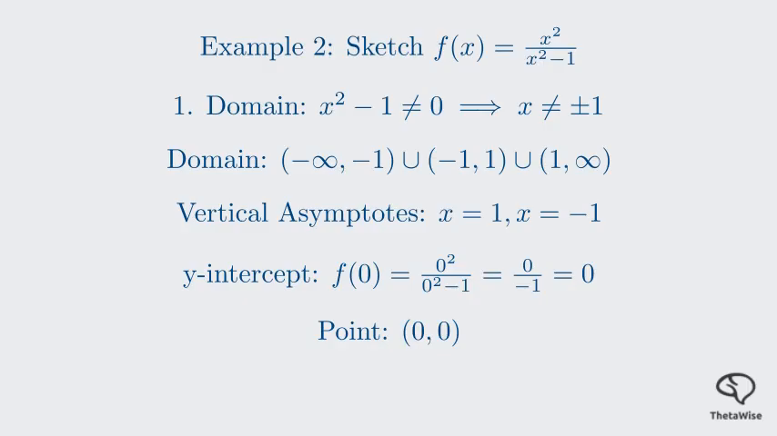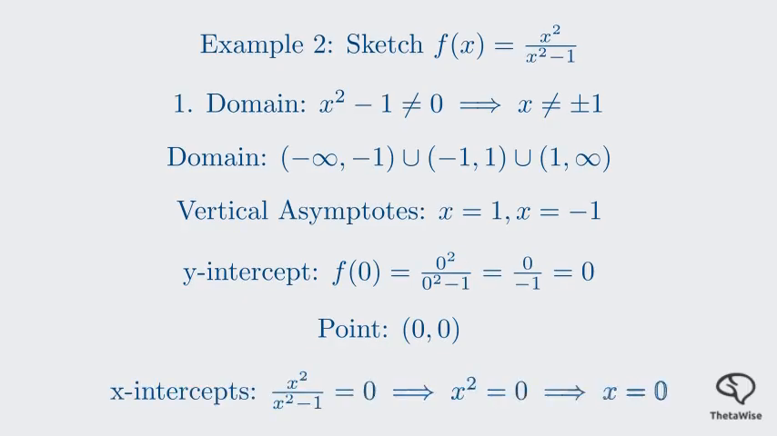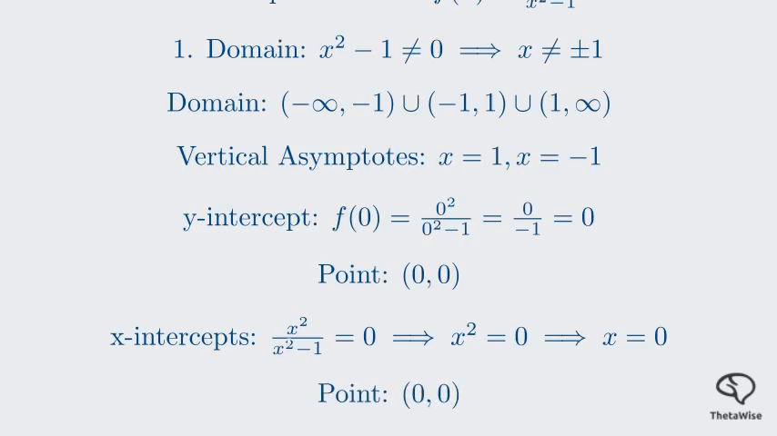For the x-intercepts, we set the function equal to 0. A fraction is 0 only if its numerator is 0. So we set x squared equal to 0, which gives us x equals 0. The only x-intercept is also at the origin, 0, 0.